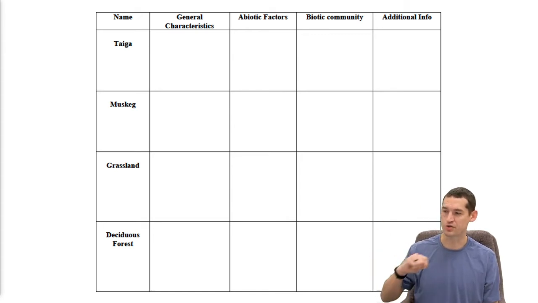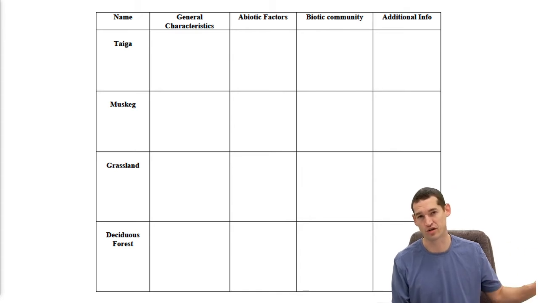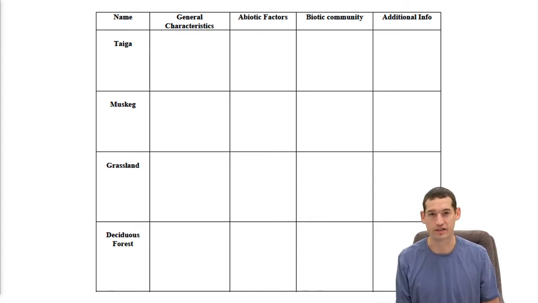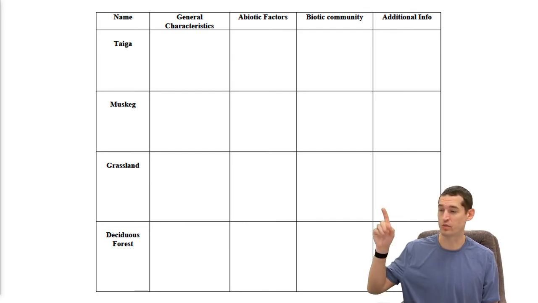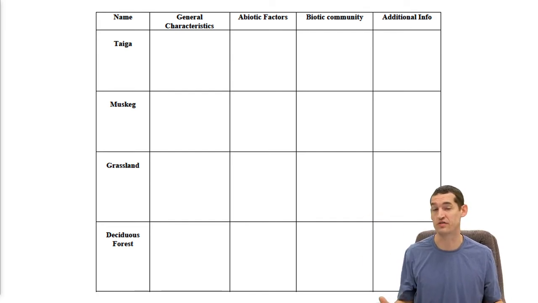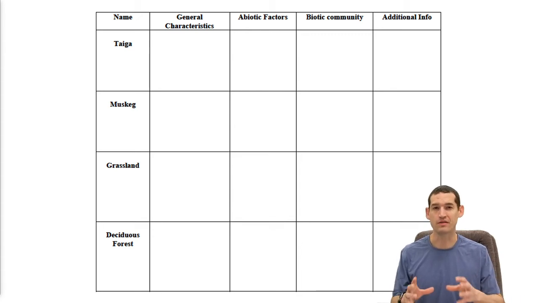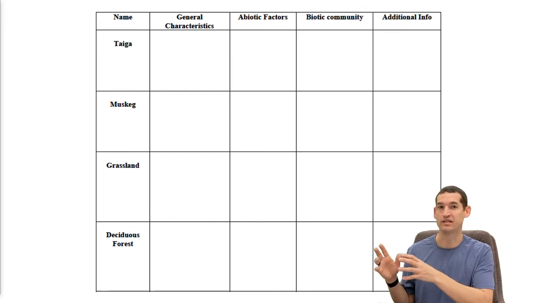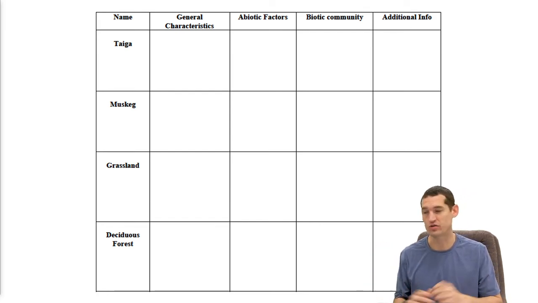The grassland, which is where we live, and then the deciduous forest, which would be more the southern Ontario area. For each of these areas, you're going to need to figure out what are the general characteristics of that biome. What are the abiotic factors, like what's the temperature like? What's the amount of precipitation? What are the main factors that make that area taiga, and why didn't it turn into a grassland? Like, what are those conditions?